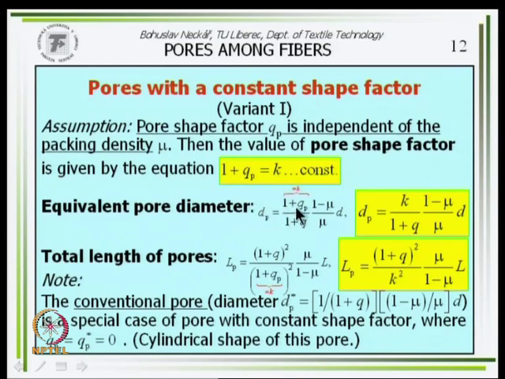So the equivalent pore diameter, using our starting equation, is now this here, and the total length of pores, because 1 plus QP is K, is this here. You can say that the conventional pore is a special case of this variant 1 when K is equal to 1. Well, this is version 1.